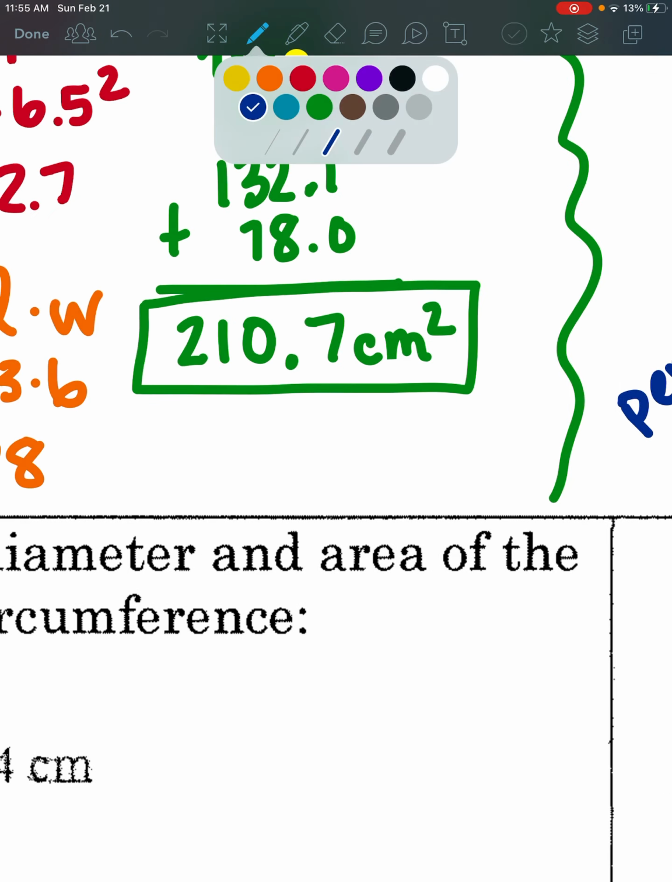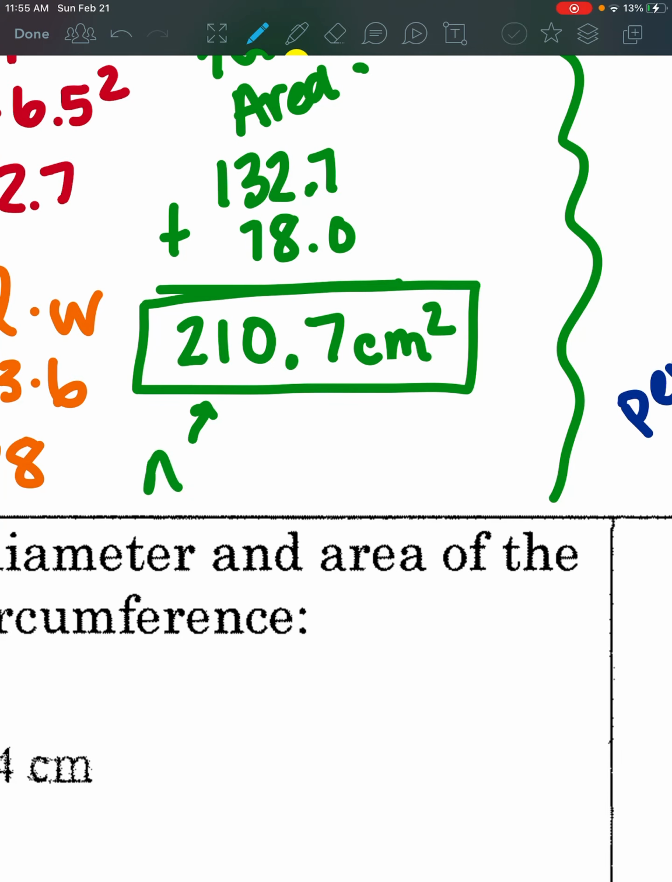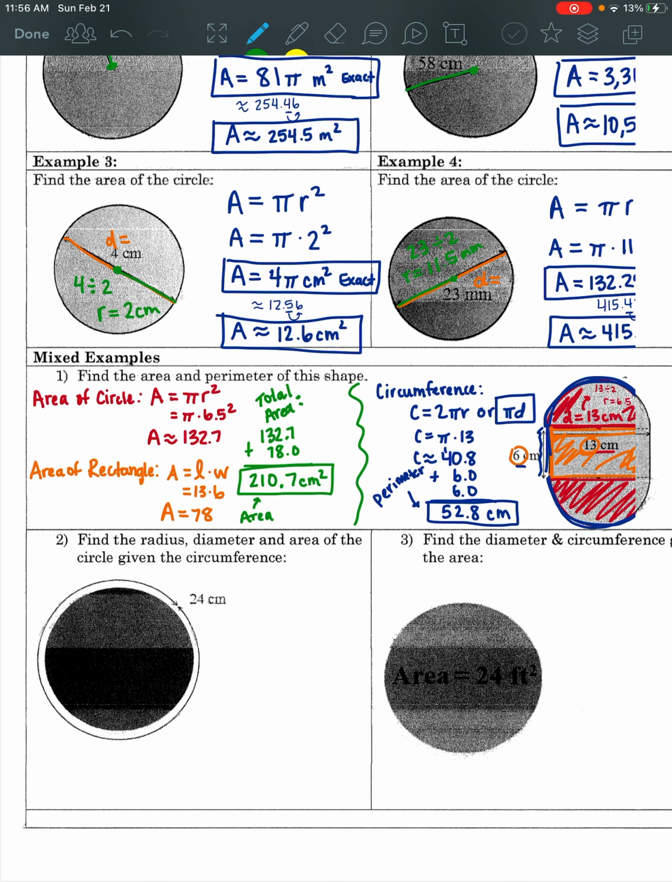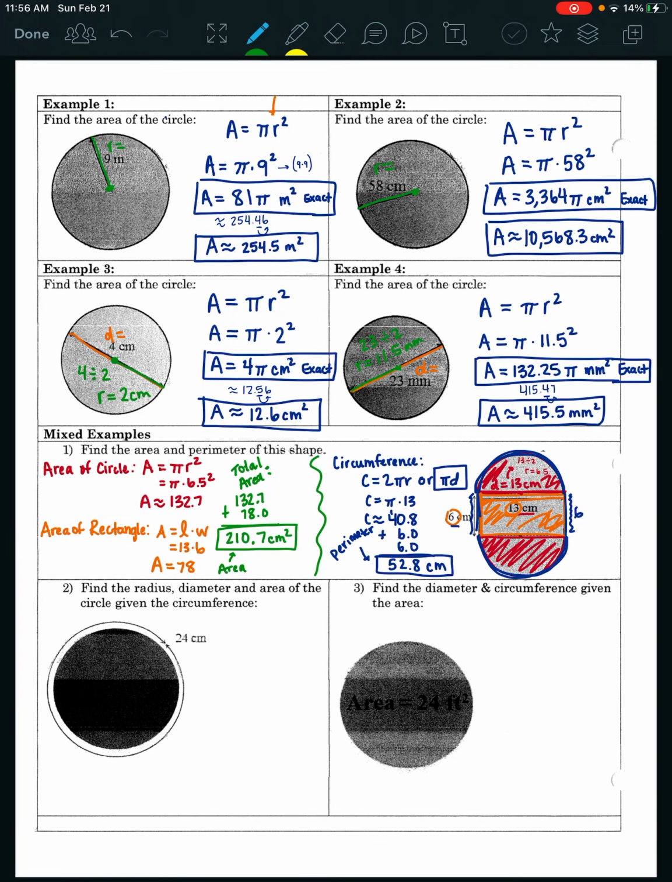All right, now if we have time, we're going to talk about the other two examples in class, but for the sake of time right now, we're just going to stop there.